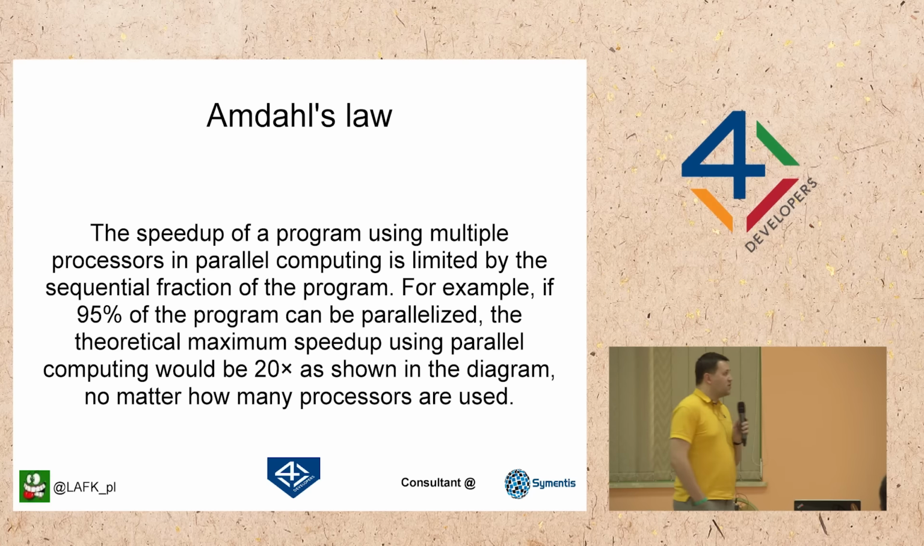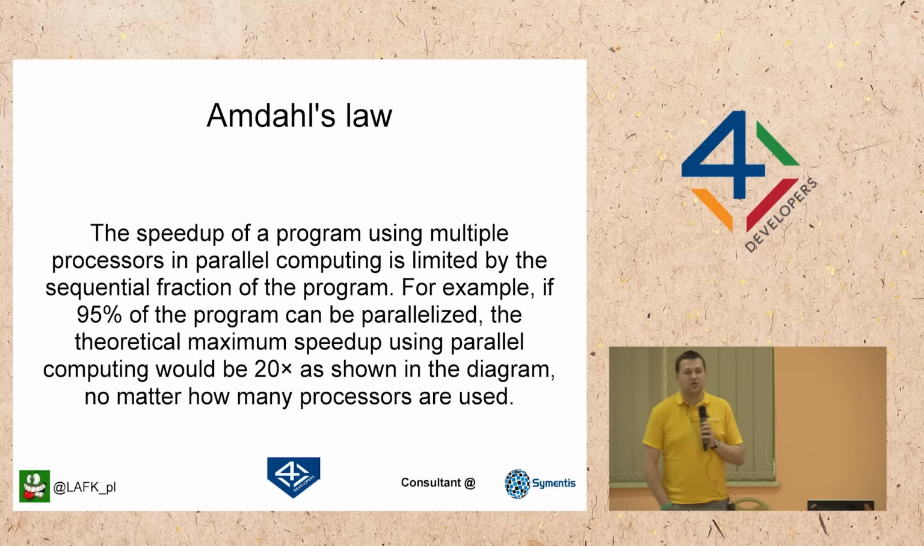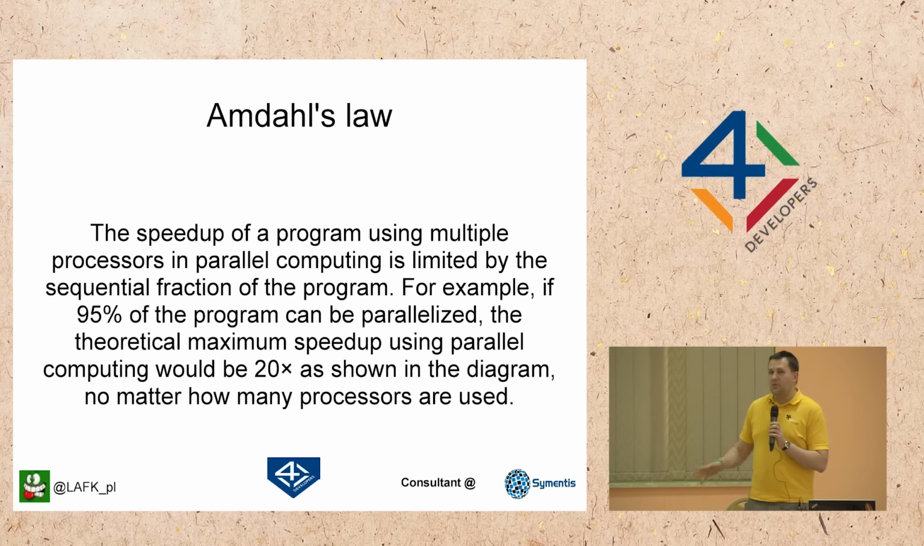He said that the speedup of a program using multiple processes in parallel computing is limited by the sequential fraction of the program. And this is something we can actually portray as an equation. And yeah, this is more of a law. Unfortunately, it's also limited. However, it allows us to reason that if we want to optimize something by throwing more processors at it, we can do this to a degree, and it's not as straightforward as one would think.